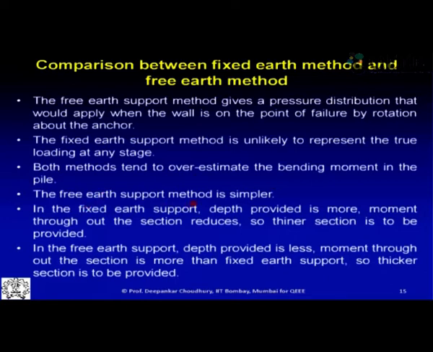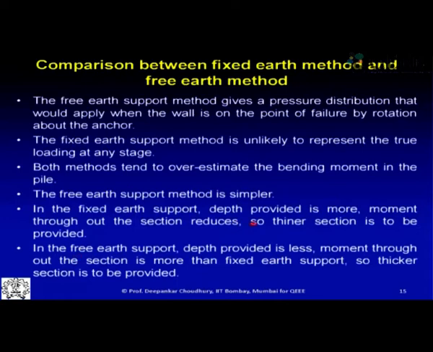The free earth support method is much simpler, as we have seen, because it is just equilibrium of two equations that you have to provide, whereas for fixed earth support you have to truncate it from the bending moment diagram, and then from that you have to find out the distance and accordingly the earth pressure you have to take on the beam, and then you have to analyze that beam as per those earth pressures.